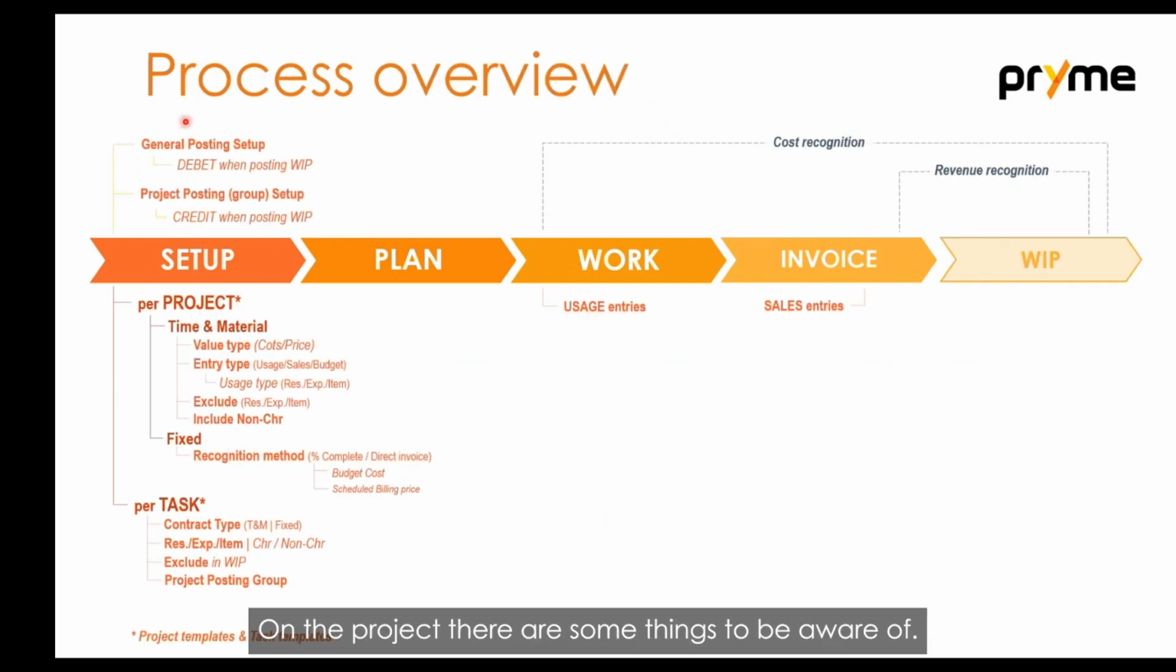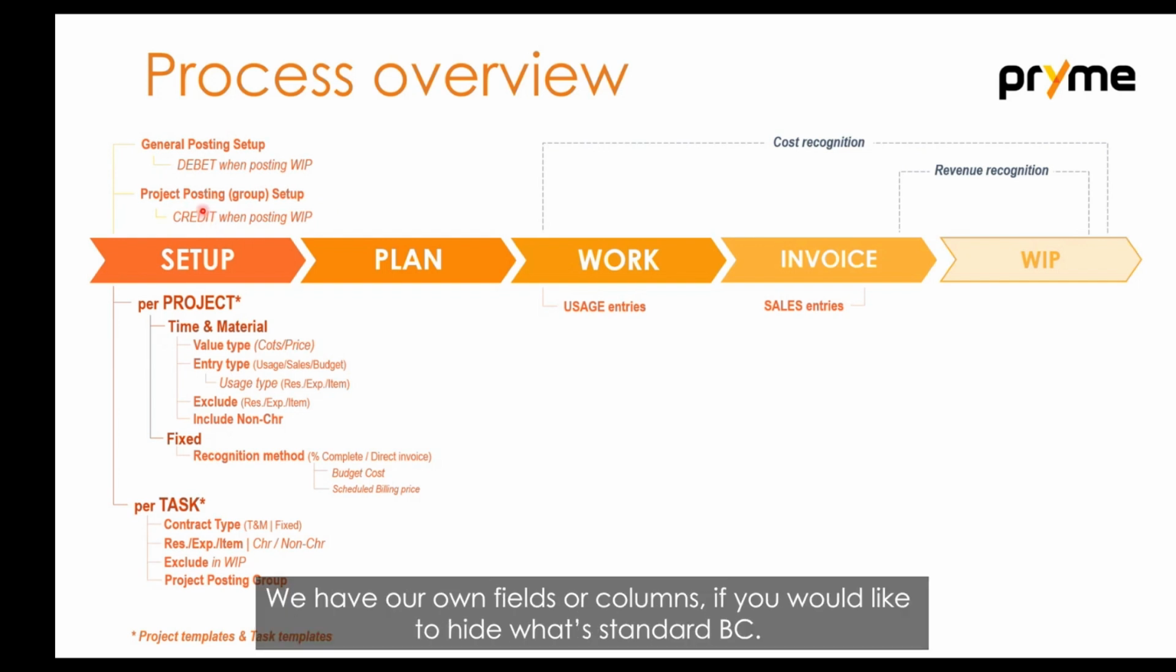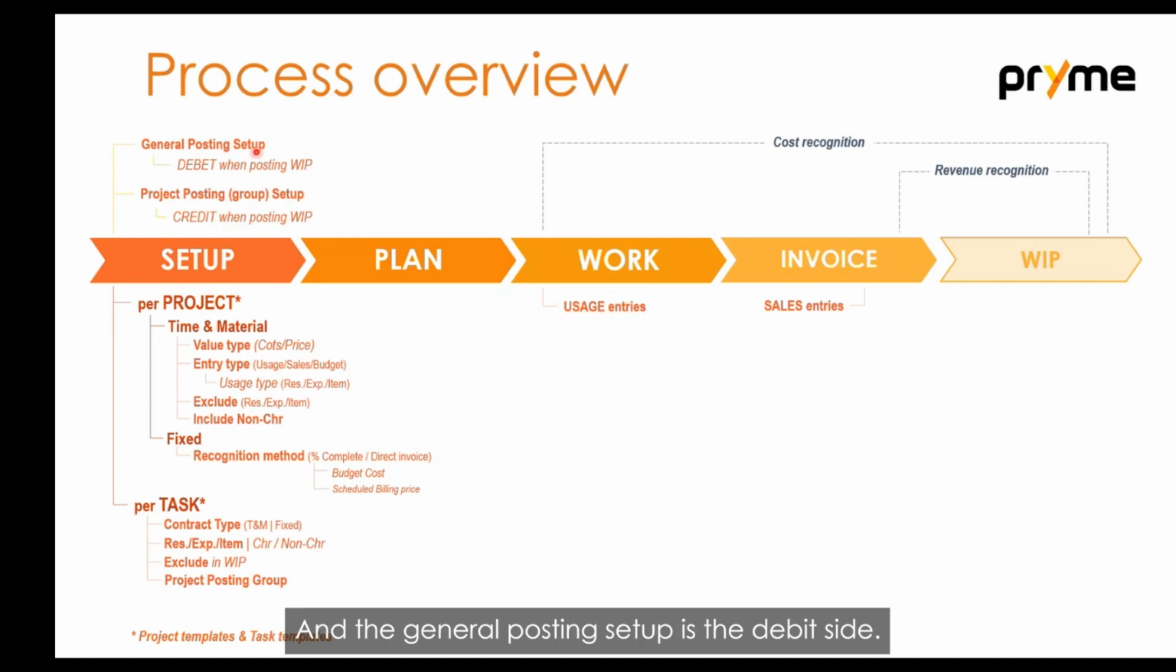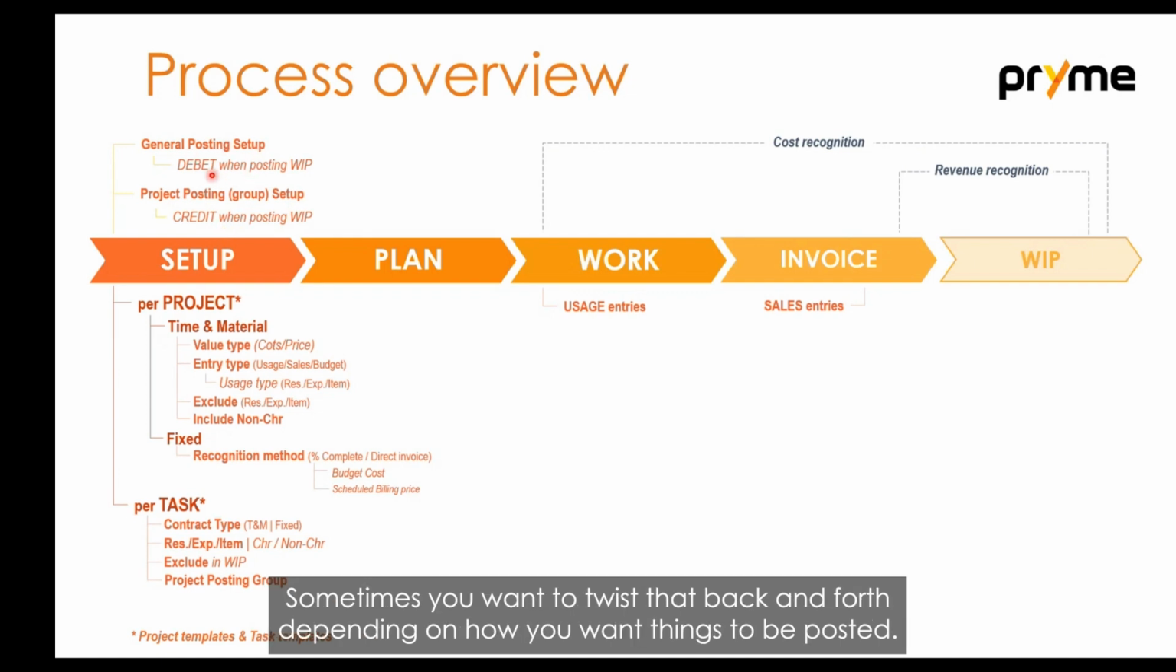On the project, there are some things to be aware of. On each task, there is a project posting setup, and those are used for the credit side when posting WIP. I think that's the way standard BC works as well. You have the product posting group, but we have our own fields or columns if you would like. So you should hide what is standard BC, but it's still controlling what is going to be posted to the credit side in GL. And the general posting setup is the debit side. And sometimes you want to twist that back and forth depending on how you want things to be posted.